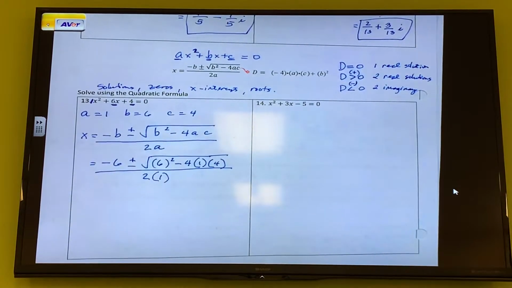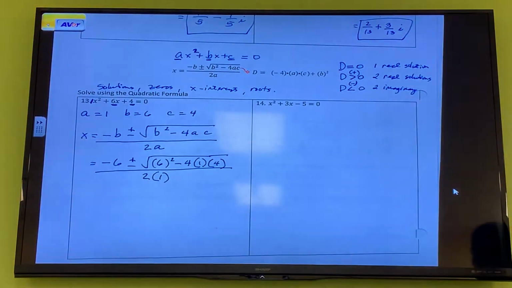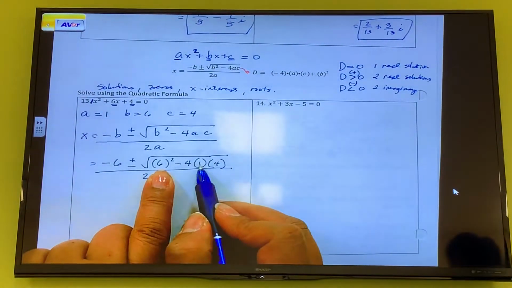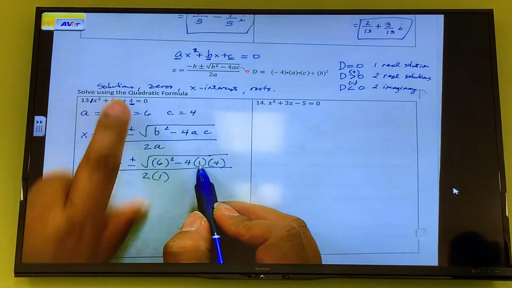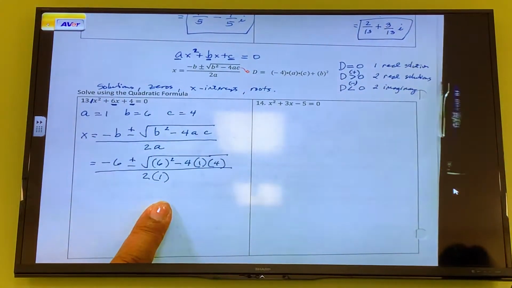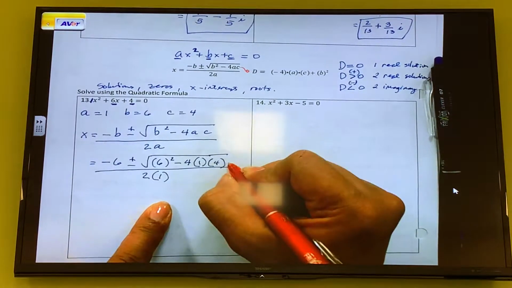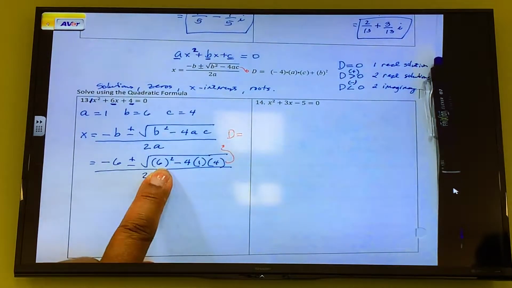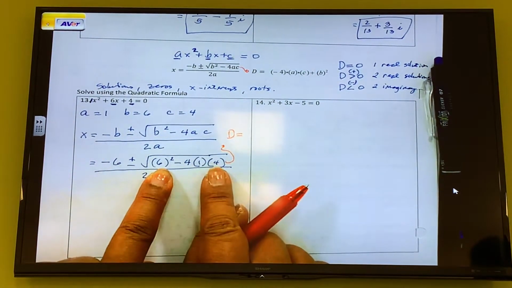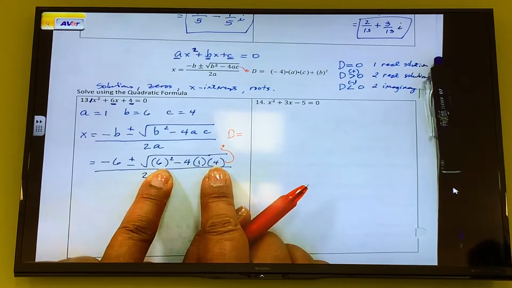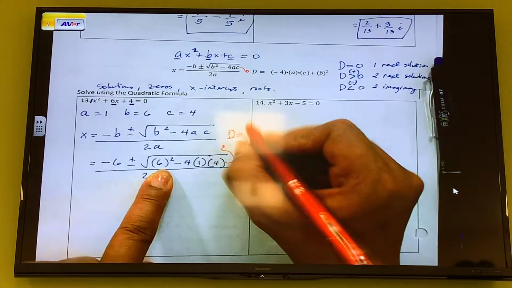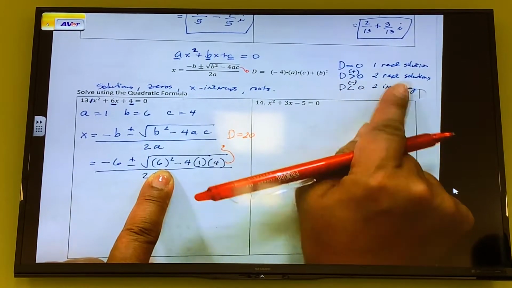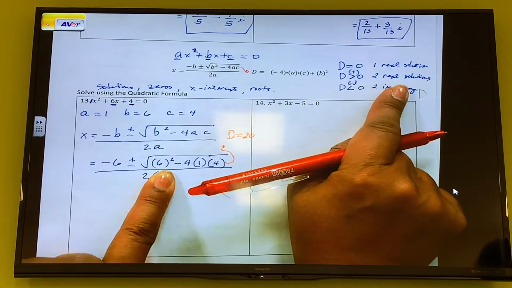Now, if the problem is only telling you to find the discriminant, then you just find the number inside the square root sign. But if you're asked to solve, then do the quadratic formula. So what will be our discriminant here? This will be 36, and this will be 16, so 36 minus 16 is 20. So our discriminant is 20, which means positive. That means we're going to have 2 real solutions, and our answer will not have an i on it.